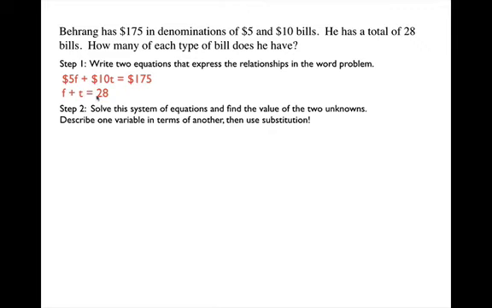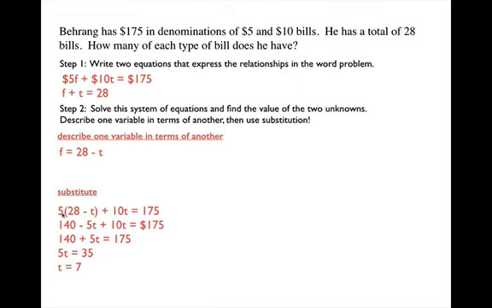So I'm going to solve this second equation for f. I could have solved for t, but I chose to solve for f. So f equals 28 minus t. Now I can substitute 28 minus t in for f in the first equation. And when I do that and solve for t, I find that t equals 7.